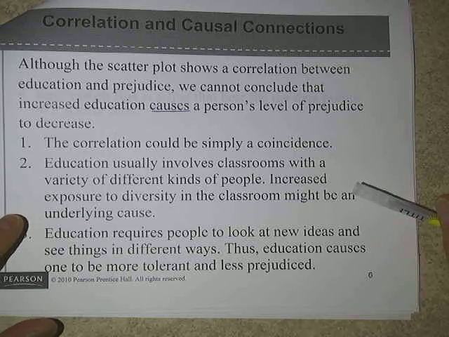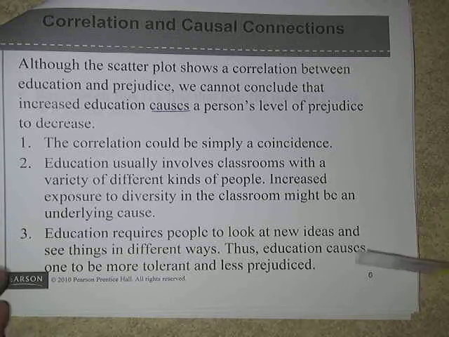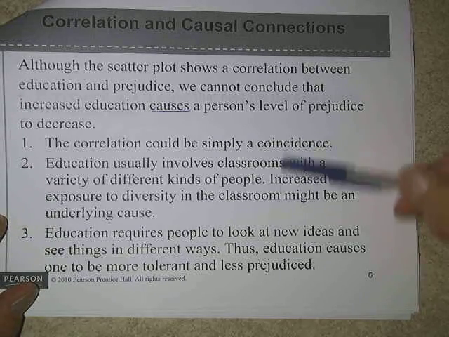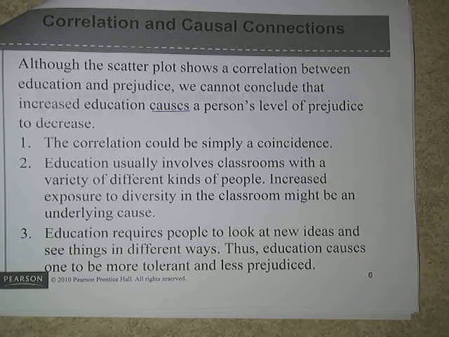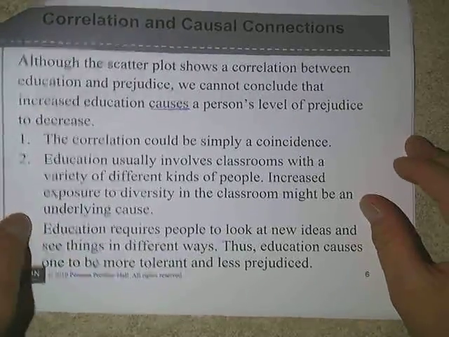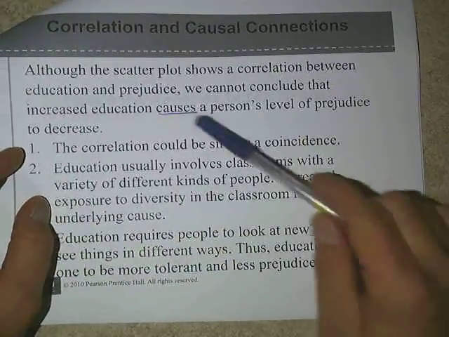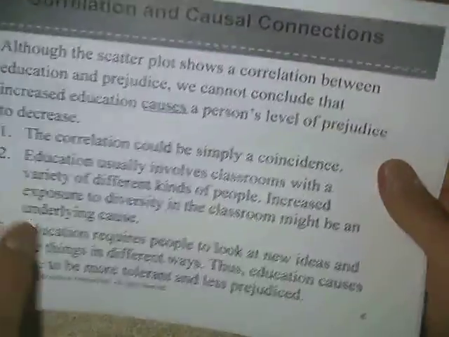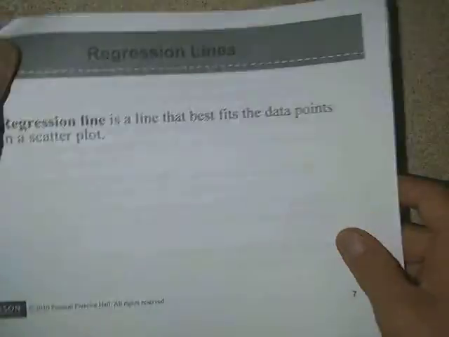That's one option. Education usually involves classrooms with a variety of kinds of people. Increased exposure to diversity in a classroom might be the underlying cause. Education requires people to look at new ideas and see things in different ways. Thus, education causes one to be more tolerant and less prejudiced. And again, these are some possible connections relating to that particular graph that we looked at. But again, keep in mind that we can't assume that that's a cause.